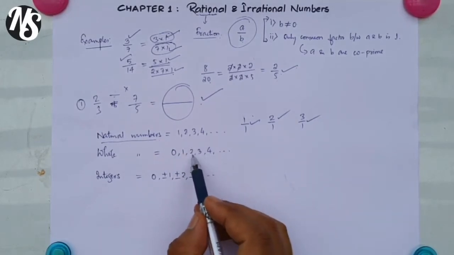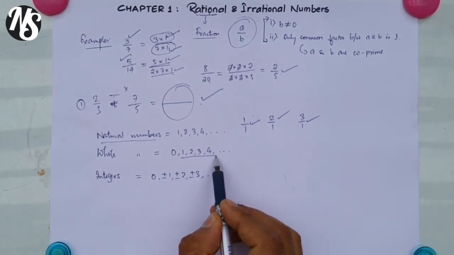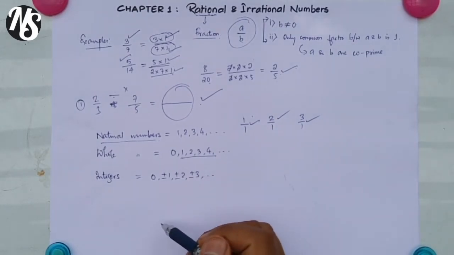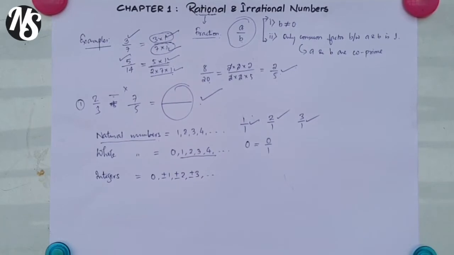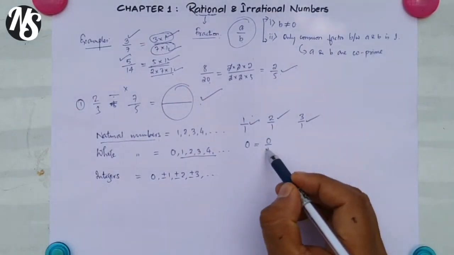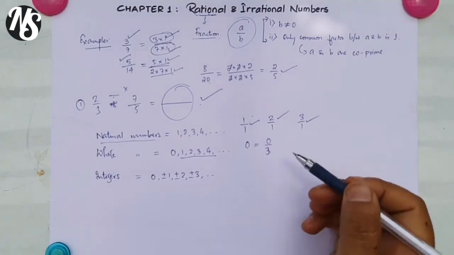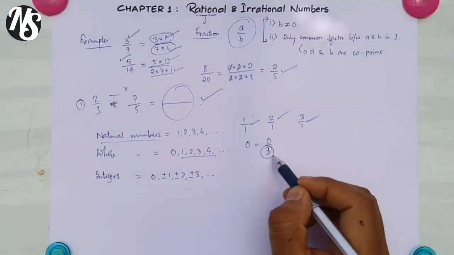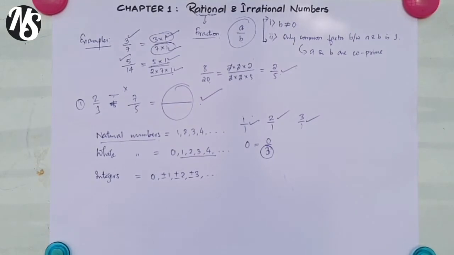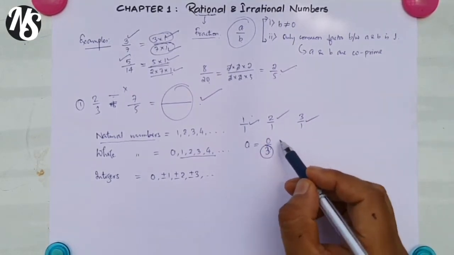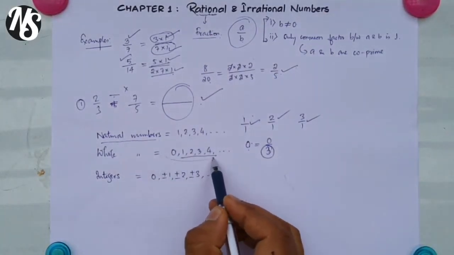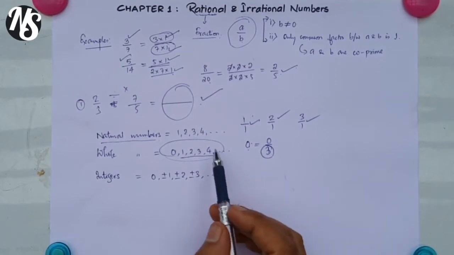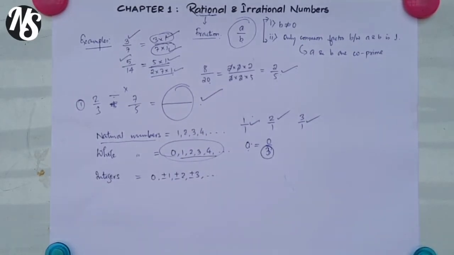Now what about whole numbers? We know that these numbers are rational numbers. Now what about 0? Is 0 a rational number? Let's check. Can I write 0 as 0 by 1? Yes. Not only 0 by 1, you can write 0 by 3, 0 by 4, 0 by 5, anything. Now see, is the denominator equal to 0? No, right? So that's why 0 is also a rational number. So if 0 is a rational number, then obviously this entire thing becomes rational. In other words, whole numbers are also rational numbers.